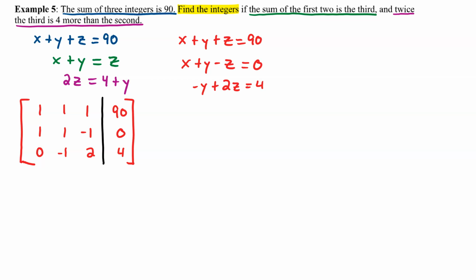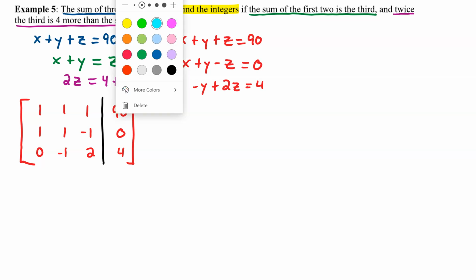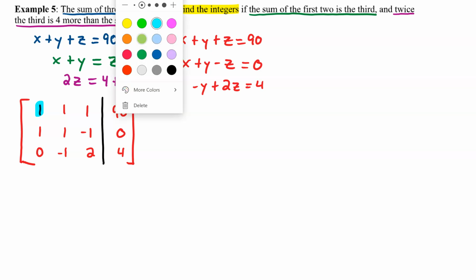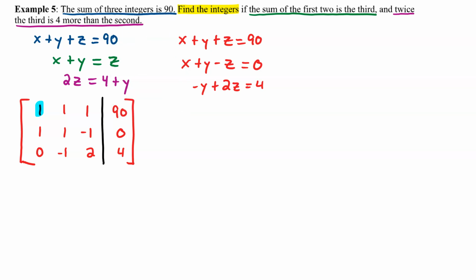So now, like we've done in the past, we identify that lead entry in the top left position. So we know that we need to get zeros below that. We notice one of those entries, the entry in the very bottom row, is already a 0.